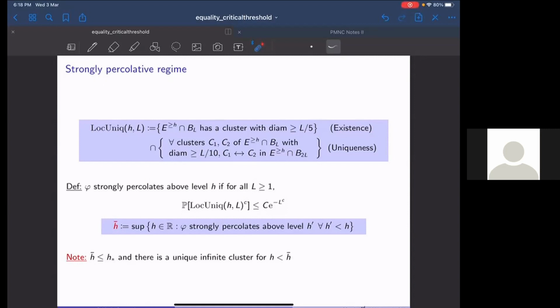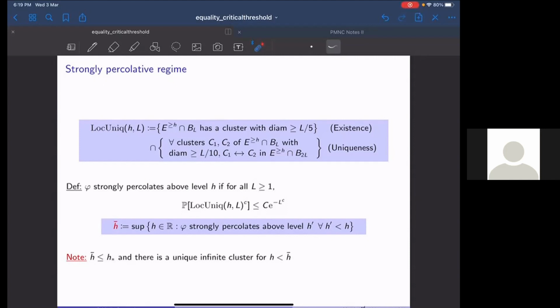The next property is called the uniqueness part, which you can think of, again as I told you, in this strongly percolative picture, where we say that for all clusters C1 and C2 which are big enough, and it's useful to define the notion of big here to be slightly smaller than L over 5. We'll try to see why. Anyway, let's say L over 10. Again, 5 or 10 doesn't matter, but you'll see the order of the constants, the way they're defined, do matter.